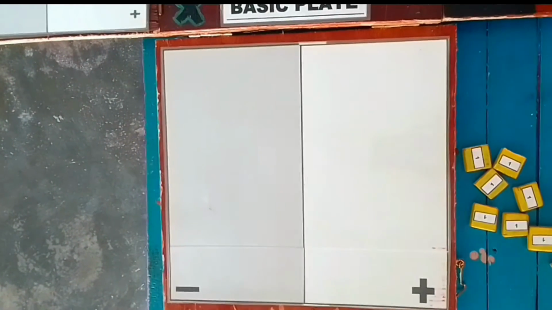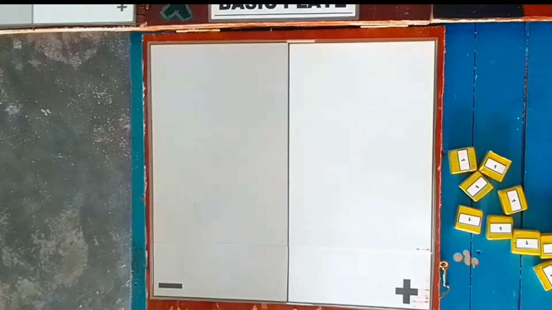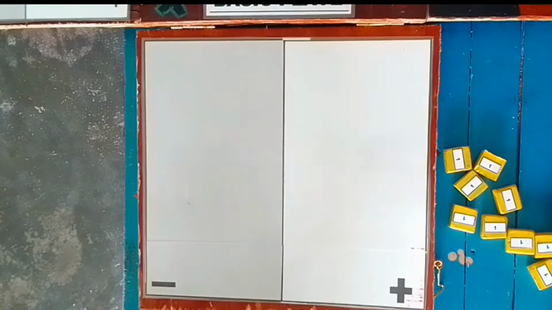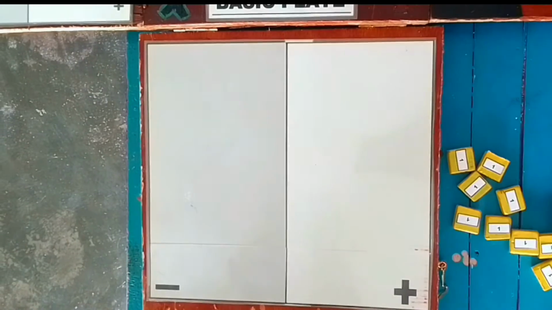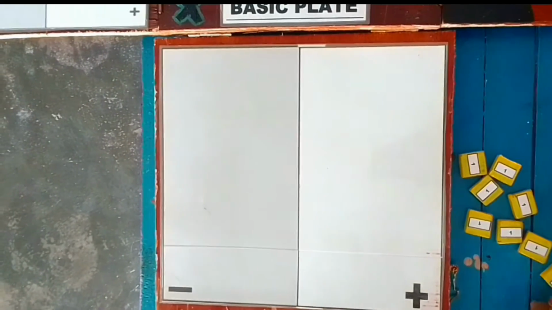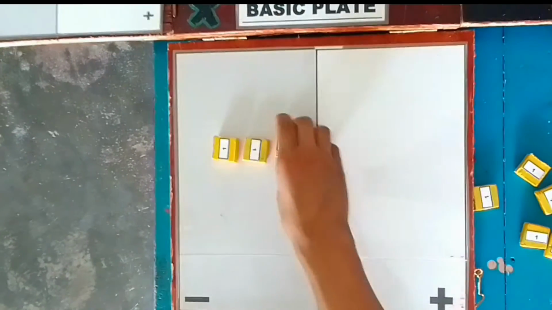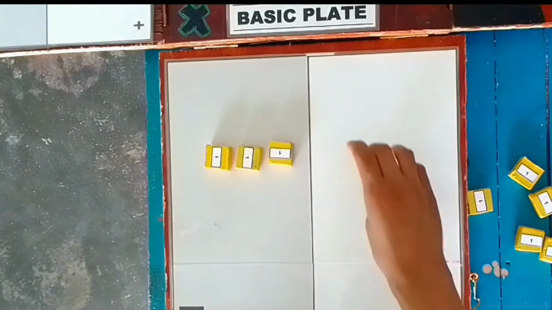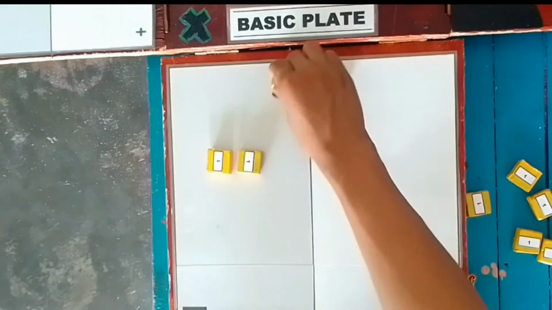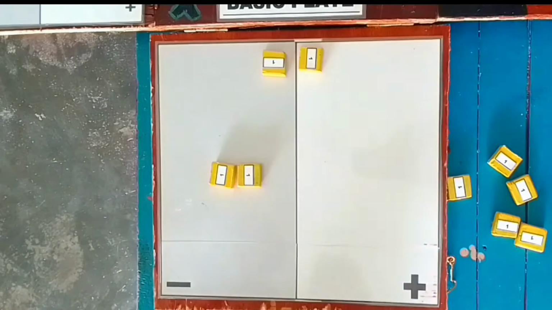Again, in subtracting negative integers using the basic math plate, we will be applying the SAO, or same, add, opposite strategy. For example, when subtracting negative 1 from negative 3, we place 3 tiles on the left and 1 tile on the right side. So we will be using the zero pair strategy. 1 pair. So the result is negative 2.